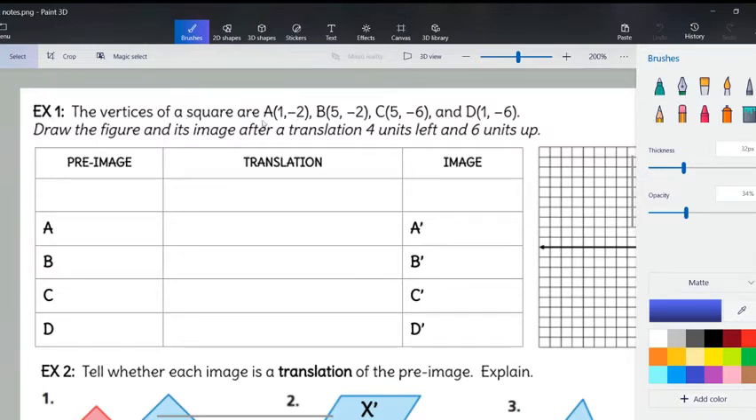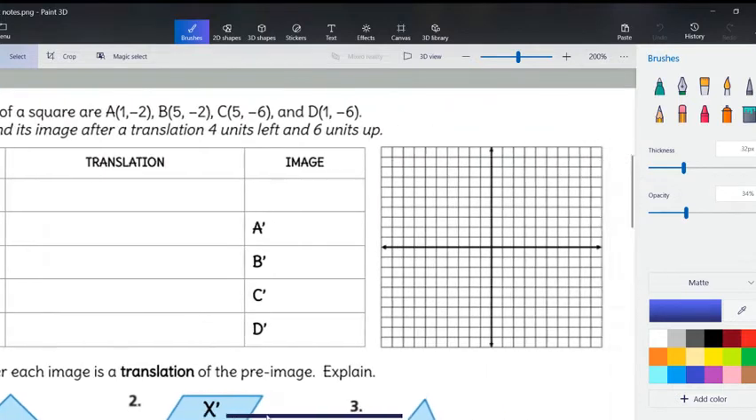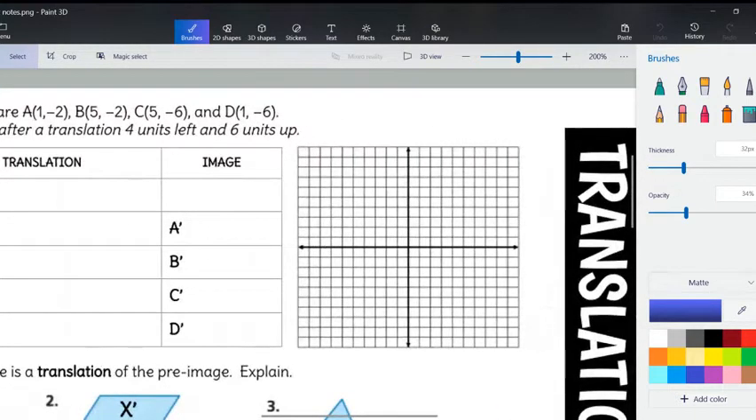Okay, so the vertices of a square are A (1, -2), B (5, -2), C (5, -6), and D (1, -6). We have 4 points on a square. First it says draw the figure. So the first thing we're going to do is draw the figure. I'm going to use a nice dark red. A is (1, -2), so you go over 1, go down 2. Oh gosh, that is way too thick. Let's see, (1, -2). Okay, that's better. B is (5, -2).